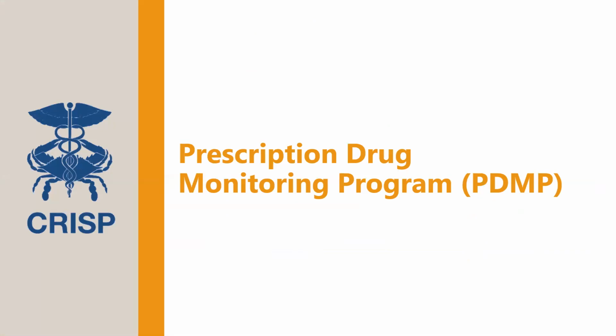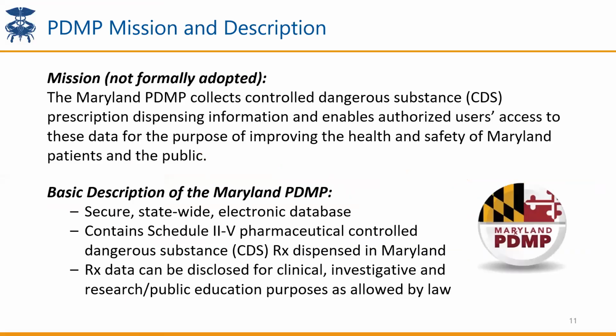The first tab that most people use is the Prescription Drug Monitoring Program, or PDMP tab. If you're not familiar with the PDMP, this is a state-run program created to combat the opioid crisis in the state of Maryland. The PDMP through CRISP contains Schedule 2 through 5 controlled dangerous substances prescriptions that have been dispensed in Maryland. That data is submitted by all pharmacies and then served up through CRISP so that physicians can check the PDMP as part of the mandate.